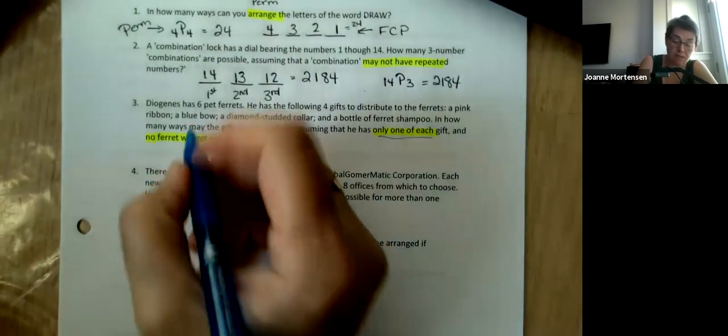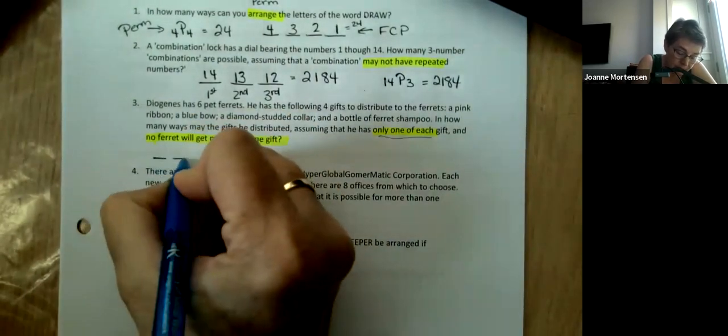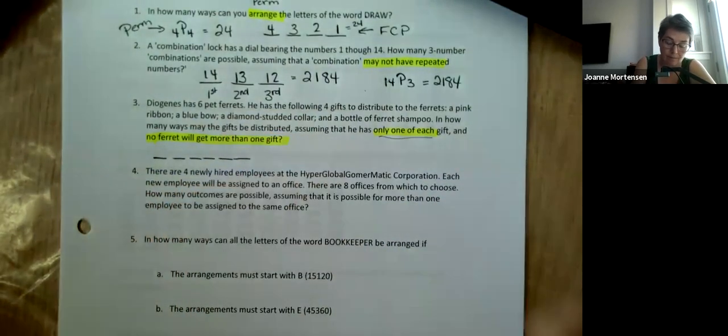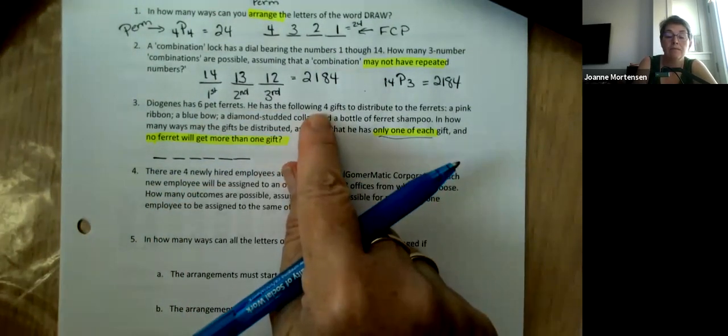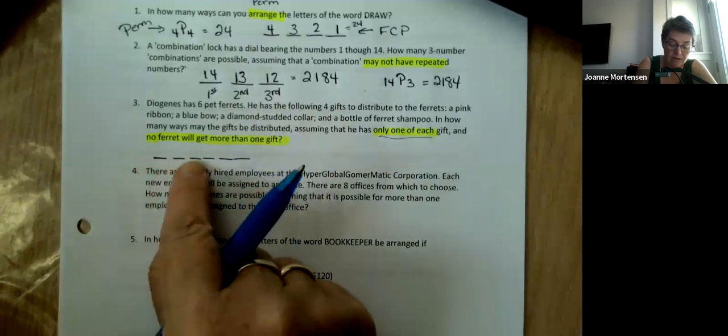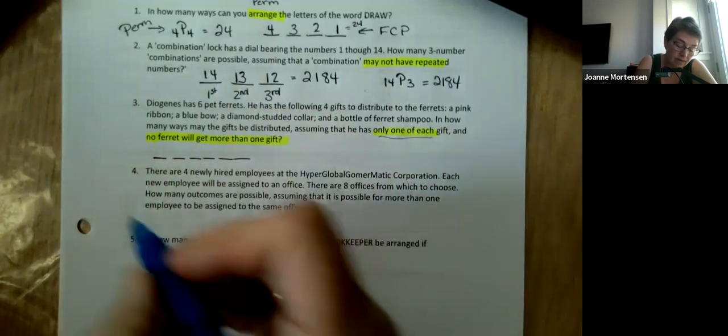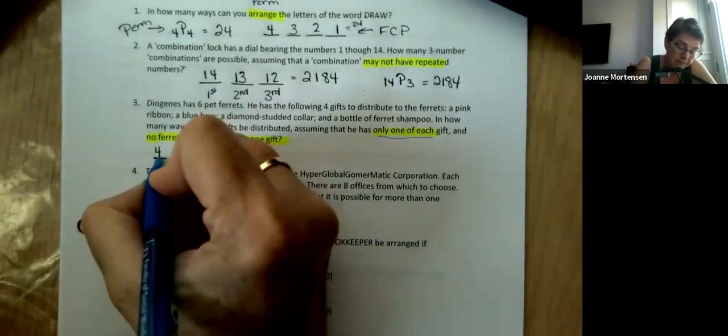Let's do 6 first. So 1, 2, 3, 4, 5, 6. So this is first ferret, second ferret, third ferret, fourth ferret. So when I go to my first ferret, there are 4 gifts that he can give.